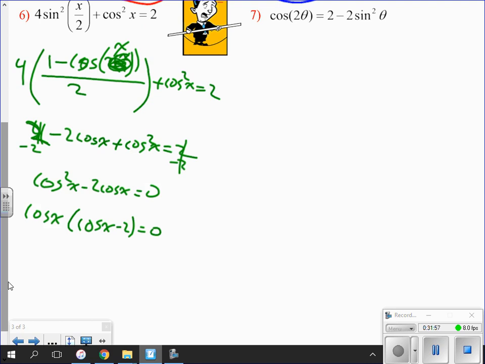Factor out the cosine, 2 factors multiplied to give me 0. That means the cosine of x is equal to 0 where? Yes, I got it wrong in my notes. Pi over 2 and 3 pi over 2. And then I add 2 to both sides. I get the cosine of x equals 2.